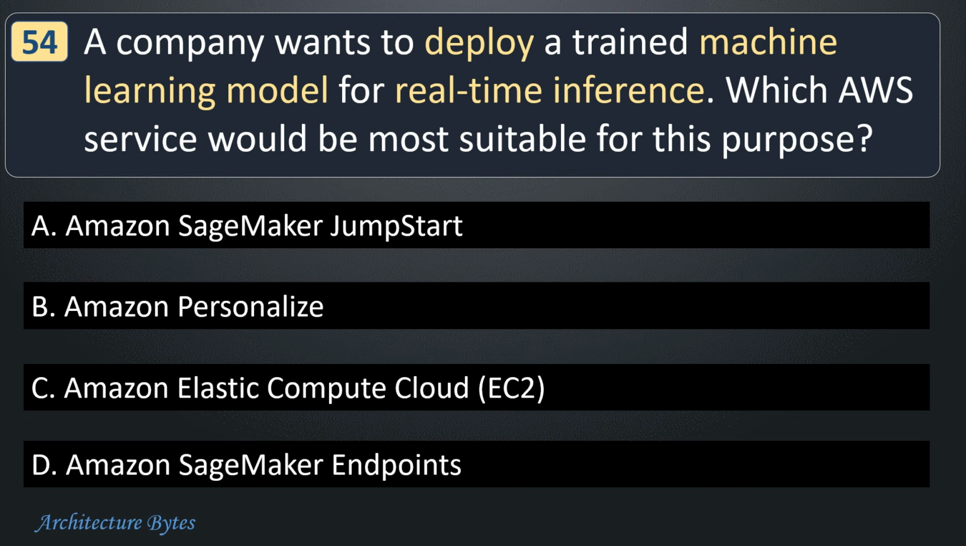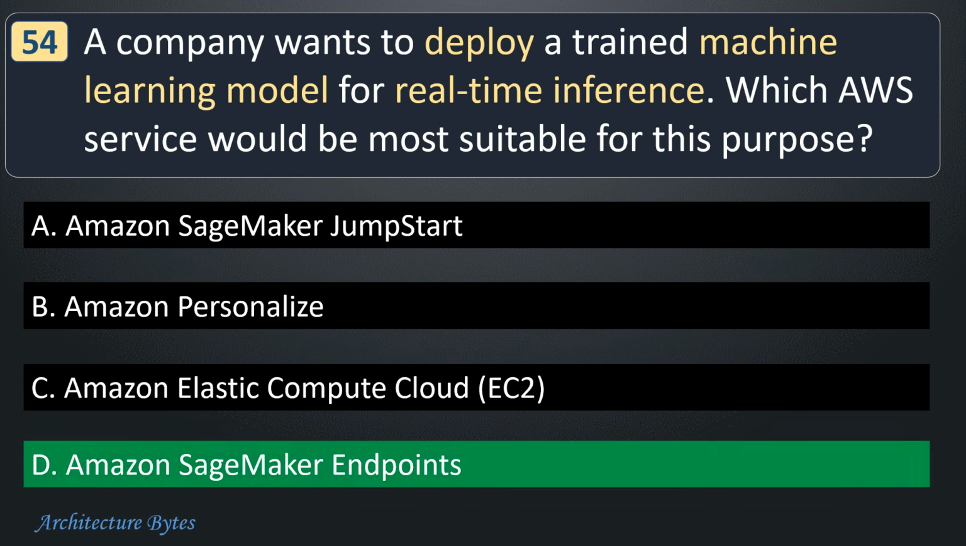A company wants to deploy a trained machine learning model for real-time inference. Which AWS service would be most suitable for this purpose? Option A, Amazon SageMaker JumpStart, B, Personalize, C, EC2, or D, SageMaker Endpoints.